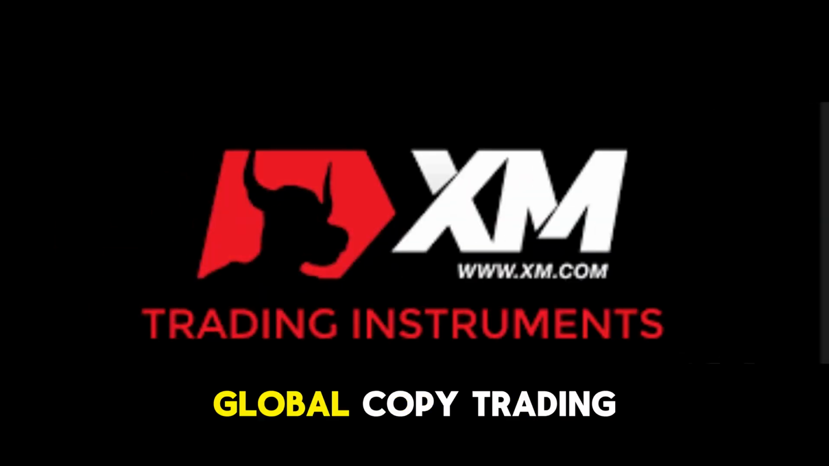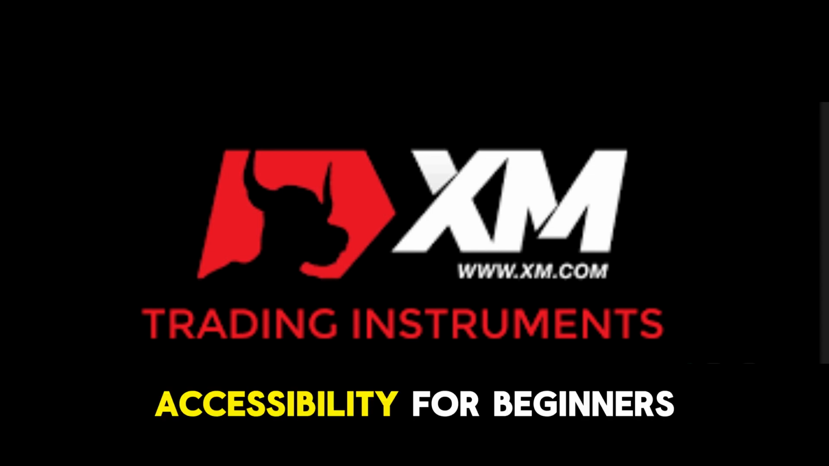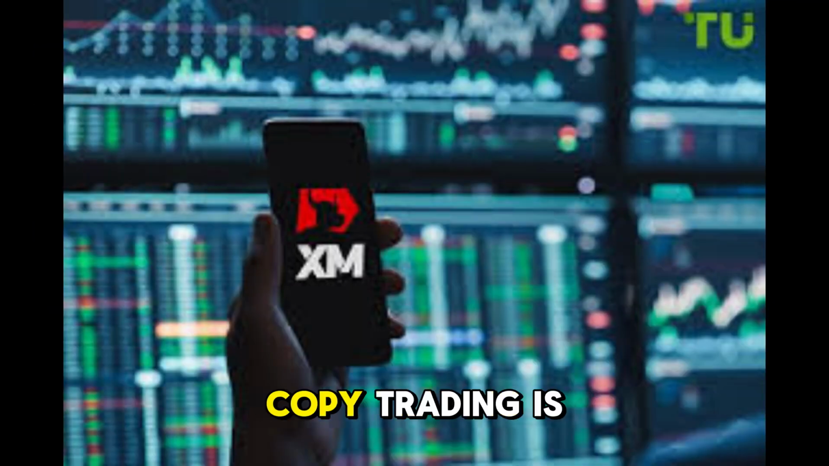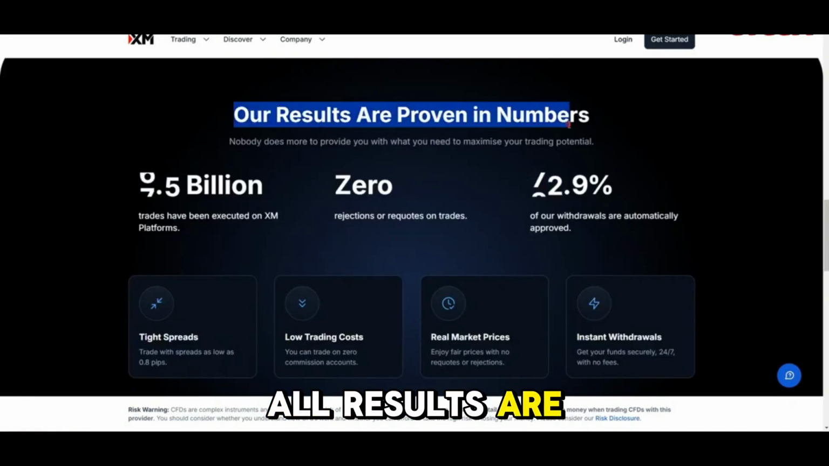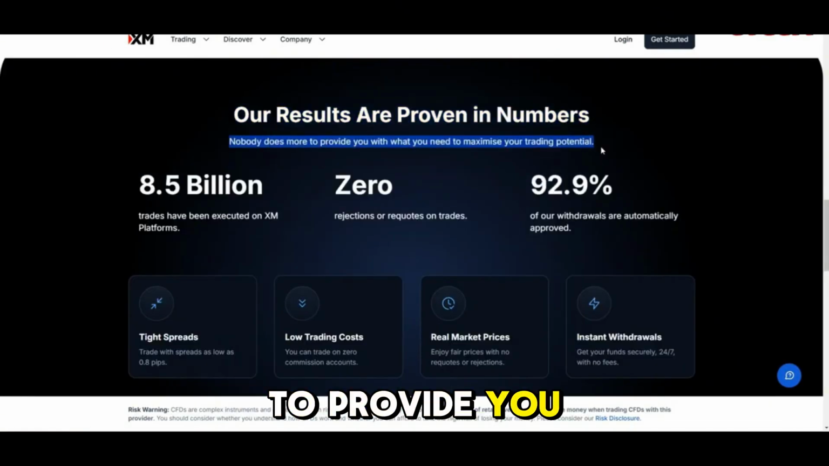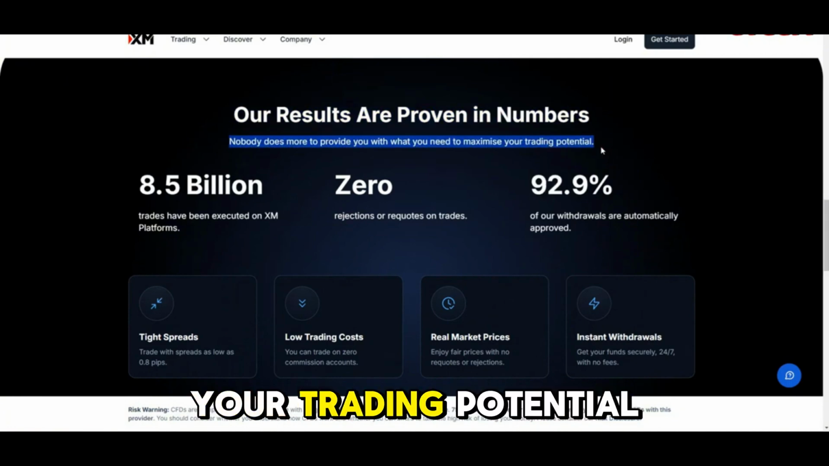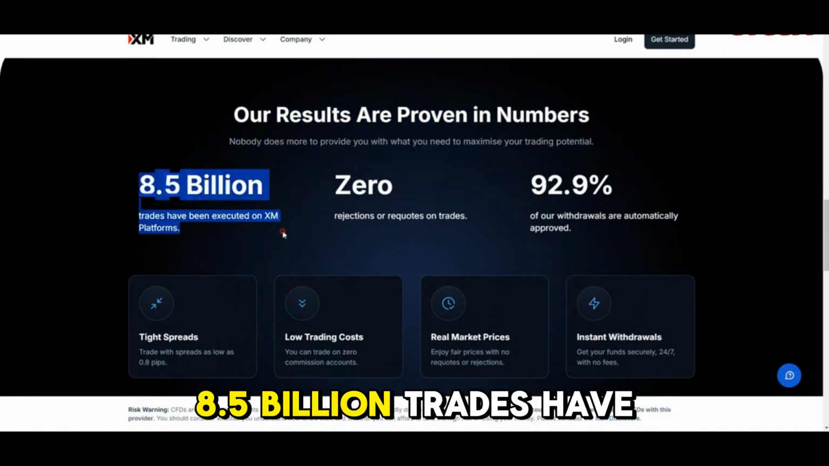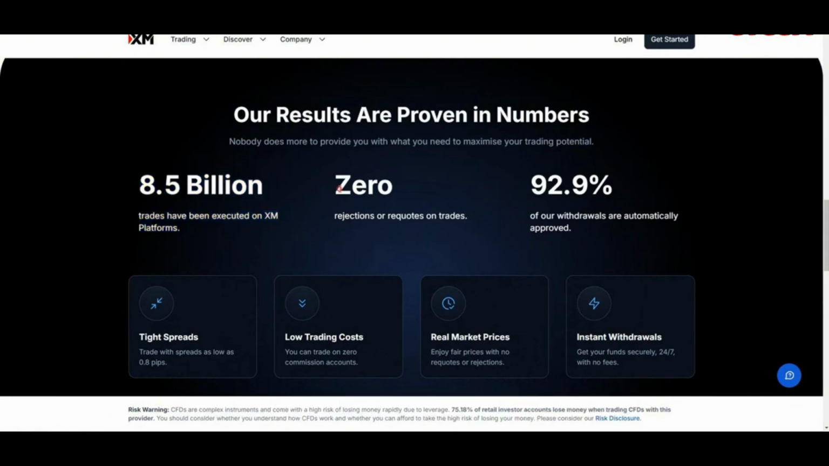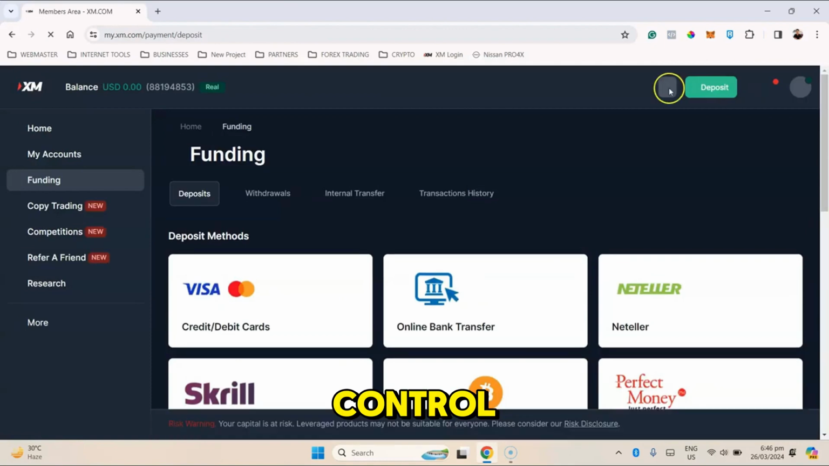Pros of XM Global copy trading: 1. Accessibility for beginners. For newcomers to the world of trading, copy trading is a game changer. You don't need years of experience or deep technical knowledge of the markets to start. By copying experienced traders, you can learn and potentially profit without having to understand all the complexities of Forex or other asset classes.